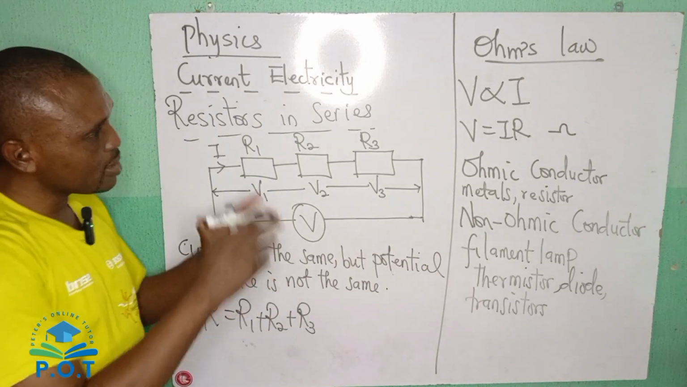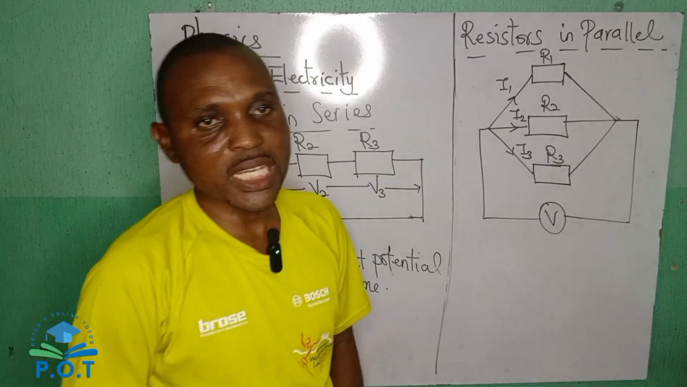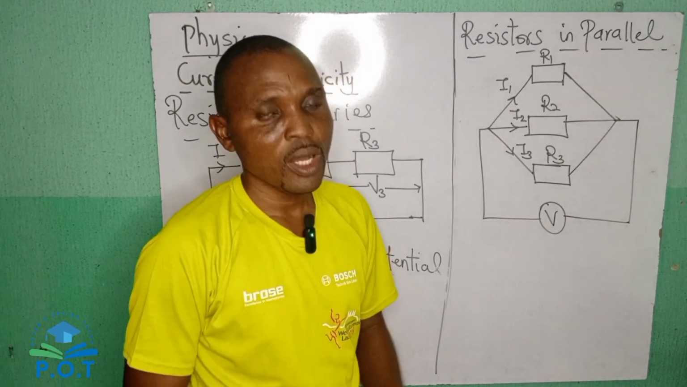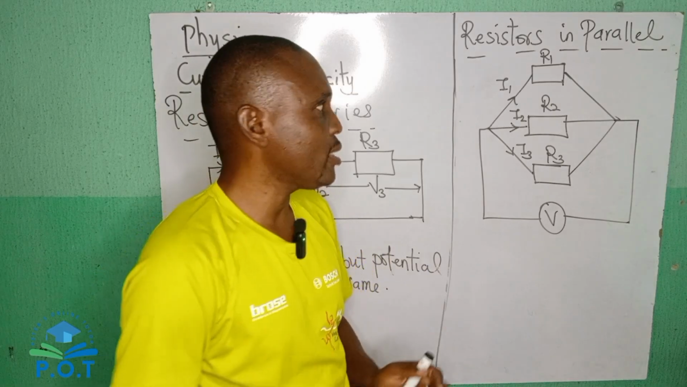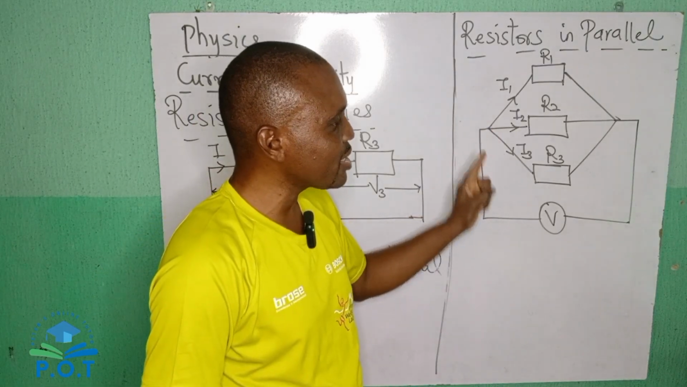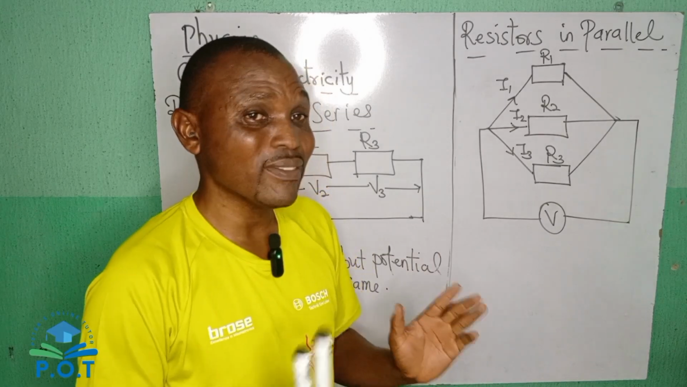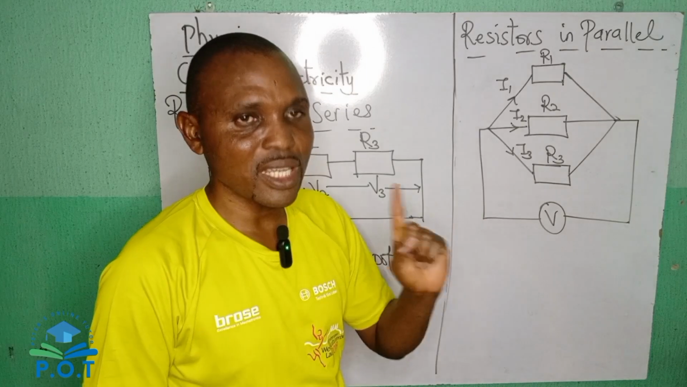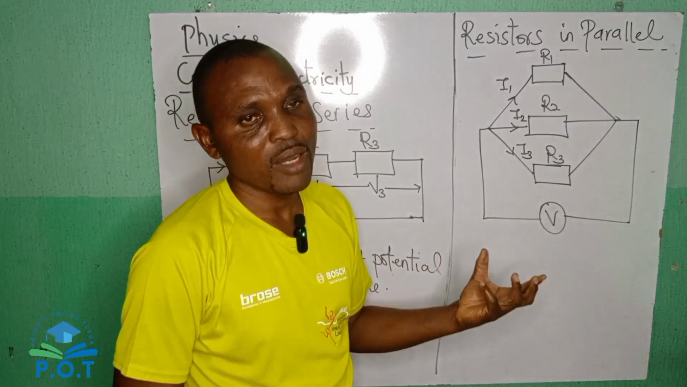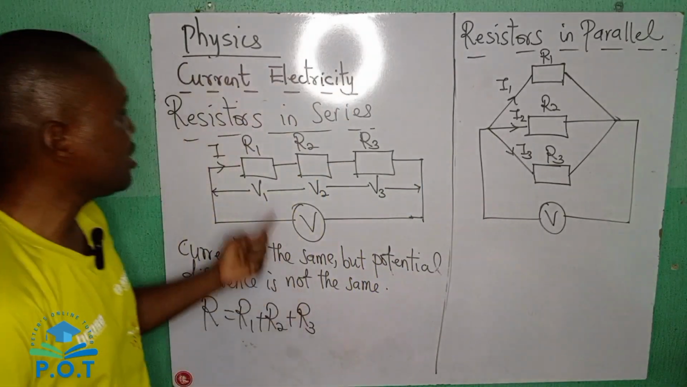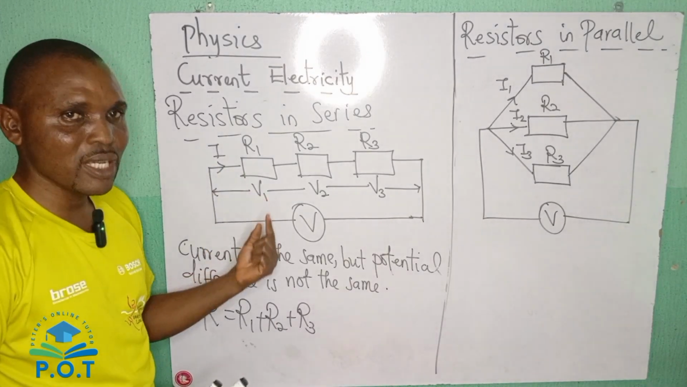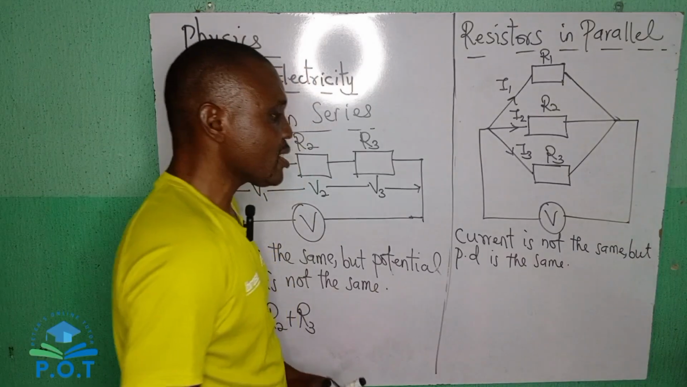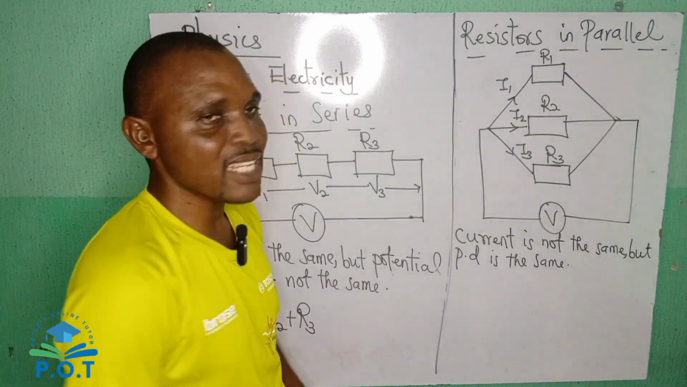Now let's take a look at resistors in parallel. What happens when resistors are connected in parallel? When resistors are connected in parallel, currents across each of the resistors are not the same. So they don't have the same current. But the potential difference across each of the resistors is the same. So they have the same potential difference, but different current. But in series, they have the same current, but the potential difference is not the same. All right? So let's take note. Current is not the same, but potential difference is the same.